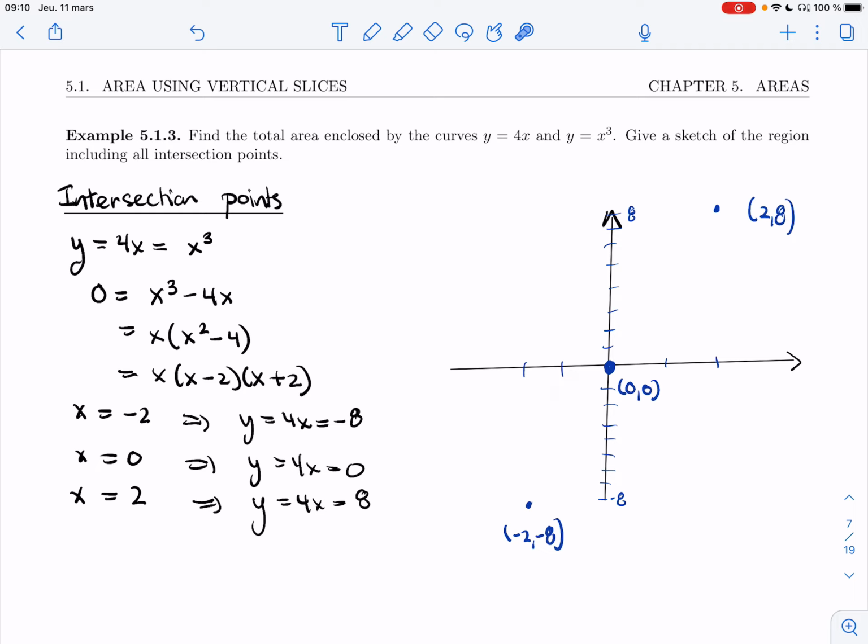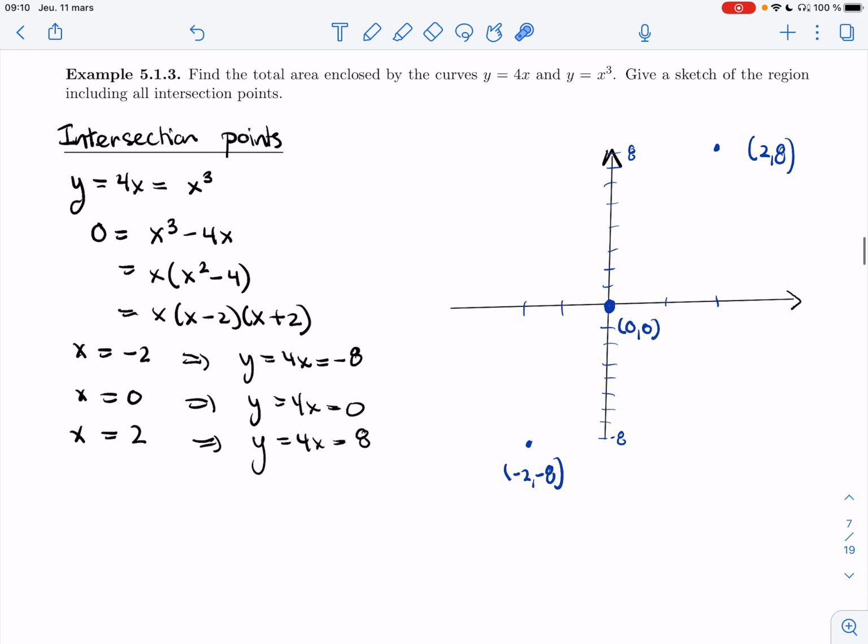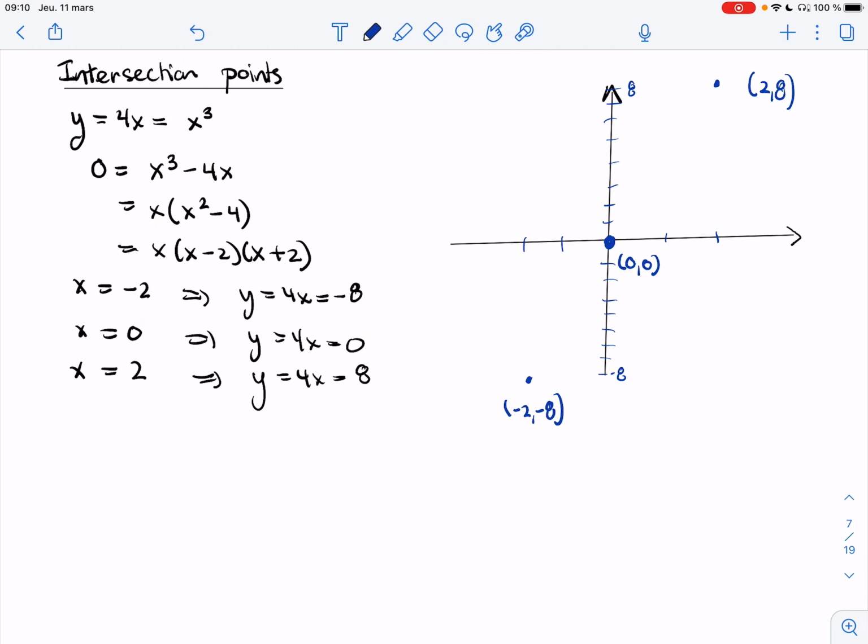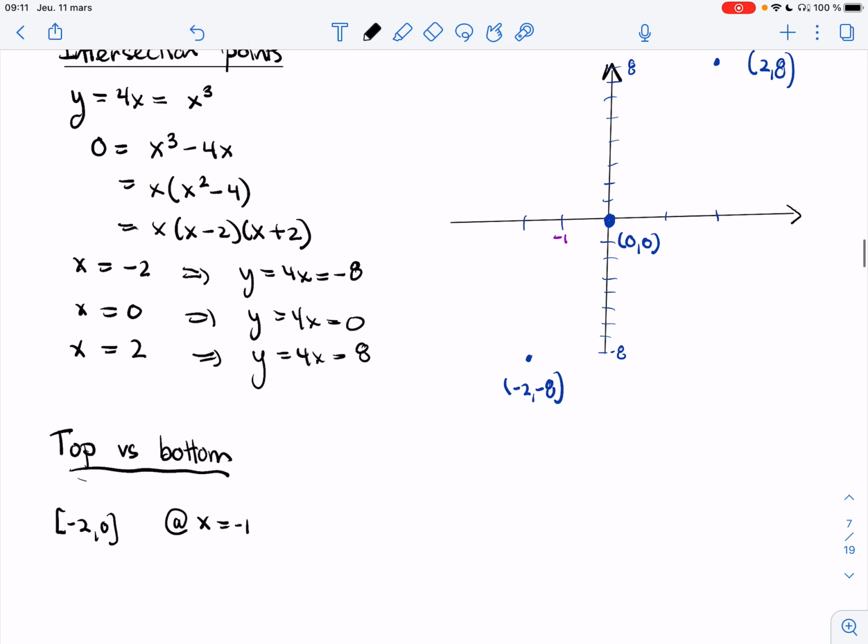I'm going to need to figure out which curve is on top, which one's underneath, between -2 and 0. So let's do that. From -2 to 0, I'm going to plug in a point between the two. I'm going to plug in -1 just because that's a nice integer. So at x equals -1, the first curve is 4x. That's going to be -4. The other curve is x cubed. That's going to be -1.